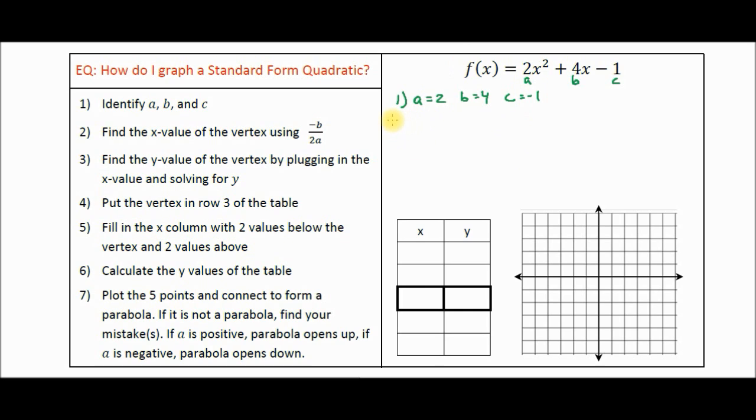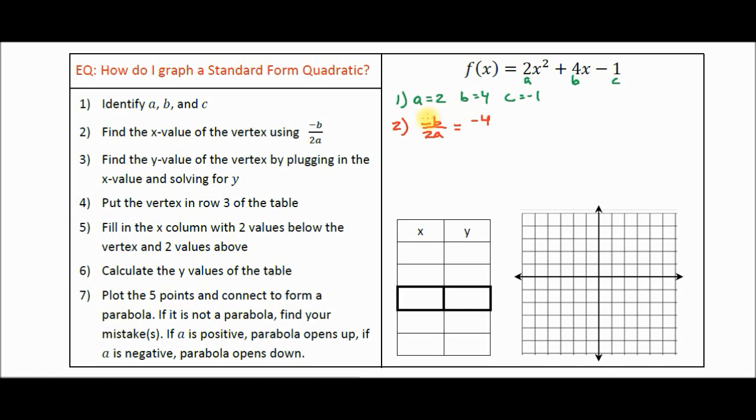Next step, find the x value of the vertex, and here's a cool trick. We have this formula, negative b divided by 2a, which will give us the x value of the vertex. Since our b value in our function f is positive 4, the opposite of that is negative 4. Now remember, class, if this was negative 4x minus 1, then b would be negative 4, and the opposite would be positive 4.